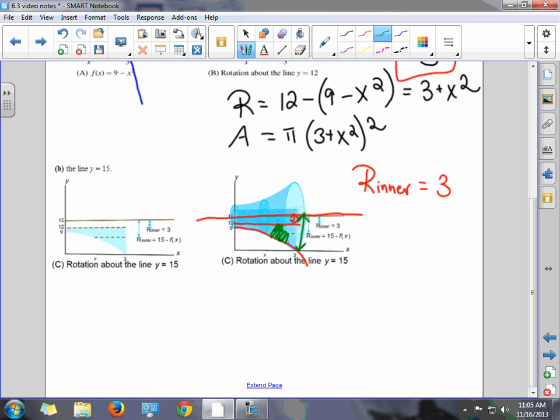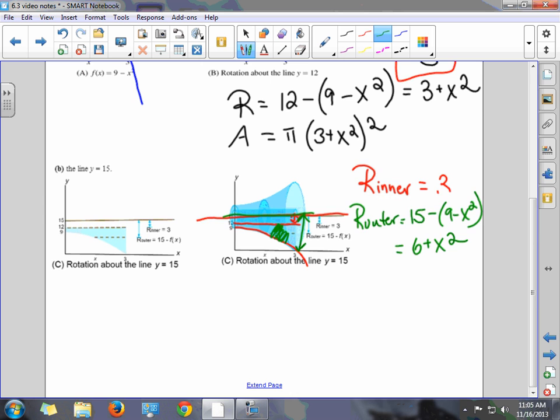So then I write my r outer, and that's going to be the top here, the 15, minus my curve, which is 9. Oh, ran out of room. No, gosh. Sorry, failing. R outer is my top function, which is 15 minus 9 minus x squared. There you go. I got it. So I'll simplify this also, so that means I get 6 plus x squared.